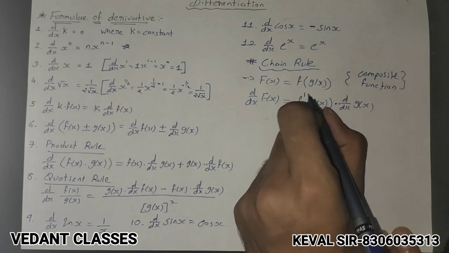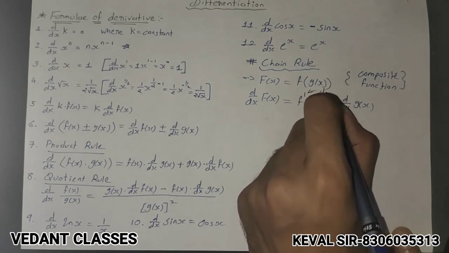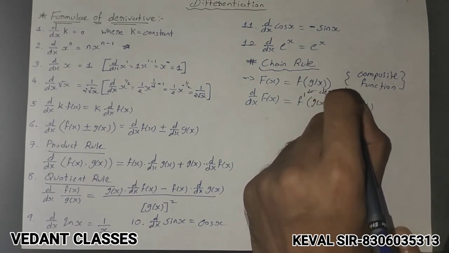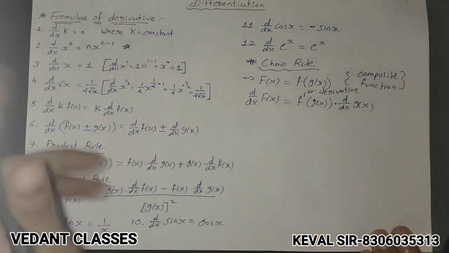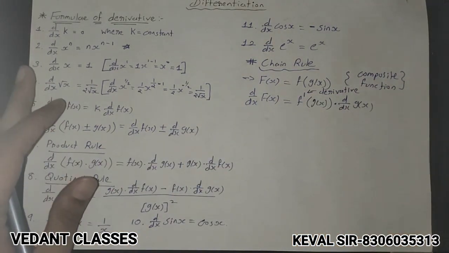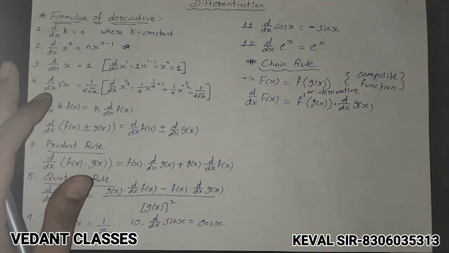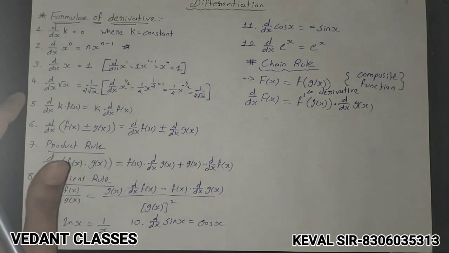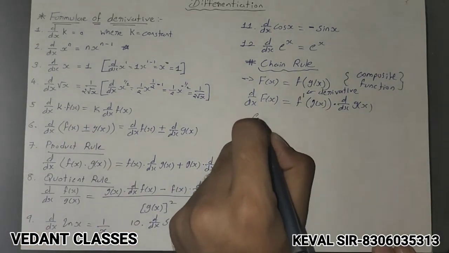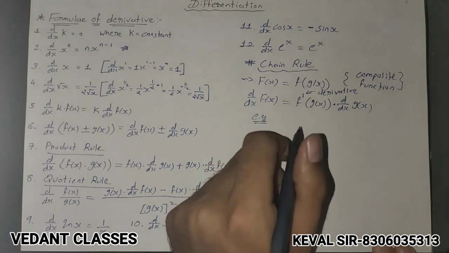This dash means derivative. This dash means derivative. Okay, so right now it seems a bit complicated, but we'll solve a few examples regarding the composite function and you'll clearly get the idea. Let's write down examples of composite functions, how a composite function looks.